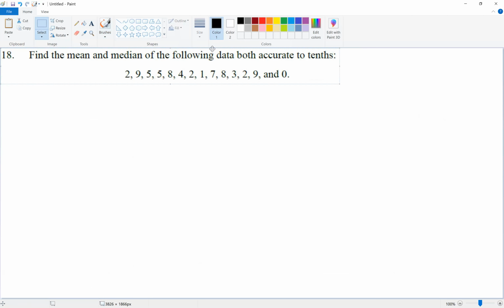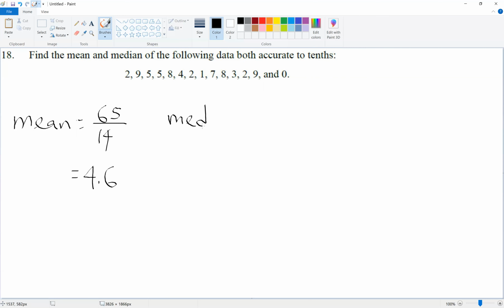Number 18, Anish. Find the mean and median of the following data, both accurate to the tenths. So first I found the mean. I added everything, and I got 65. And how many numbers are there? 14. So what would be the mean? 4.6 repeating. No, 4.6. It would be a terminating decimal. So I just got 4.6. Okay. And median? I didn't do that part.